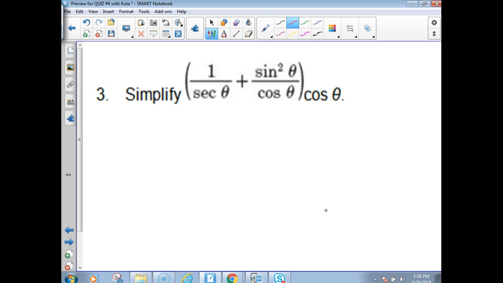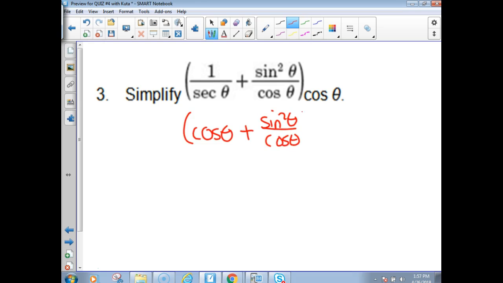All right, number 3, 1 over the secant plus sine squared over cosine times the cosine. Well, I'm going to change 1 over the secant to what? Secant is 1 over the cosine. 1 over the secant is the cosine. Okay, so that's cosine theta. Plus, I'm going to leave that one alone because it's in sines and cosines.